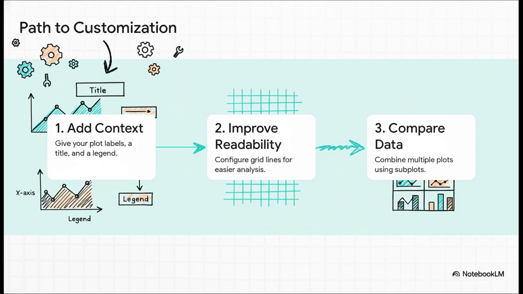First, you've got to add context, things like titles, labels, and legends. Without them, a plot is kind of meaningless. Second, you can improve readability with something as simple as grid lines. And third, you can compare data side by side using subplots, which is really just putting multiple axes onto a single figure, just like we talked about earlier.